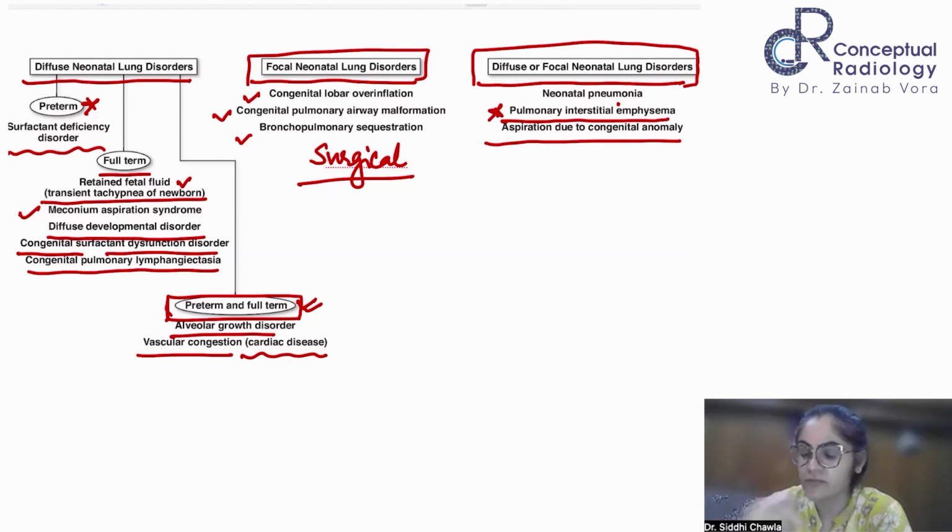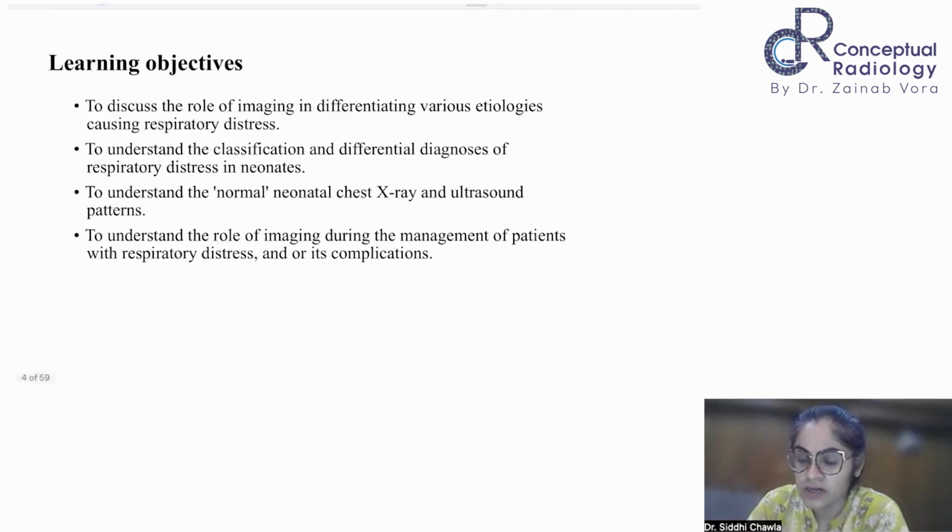So once we have seen what all can be the causes of respiratory distress, we now go towards the detailed description of them. So what all are we trying to discuss?